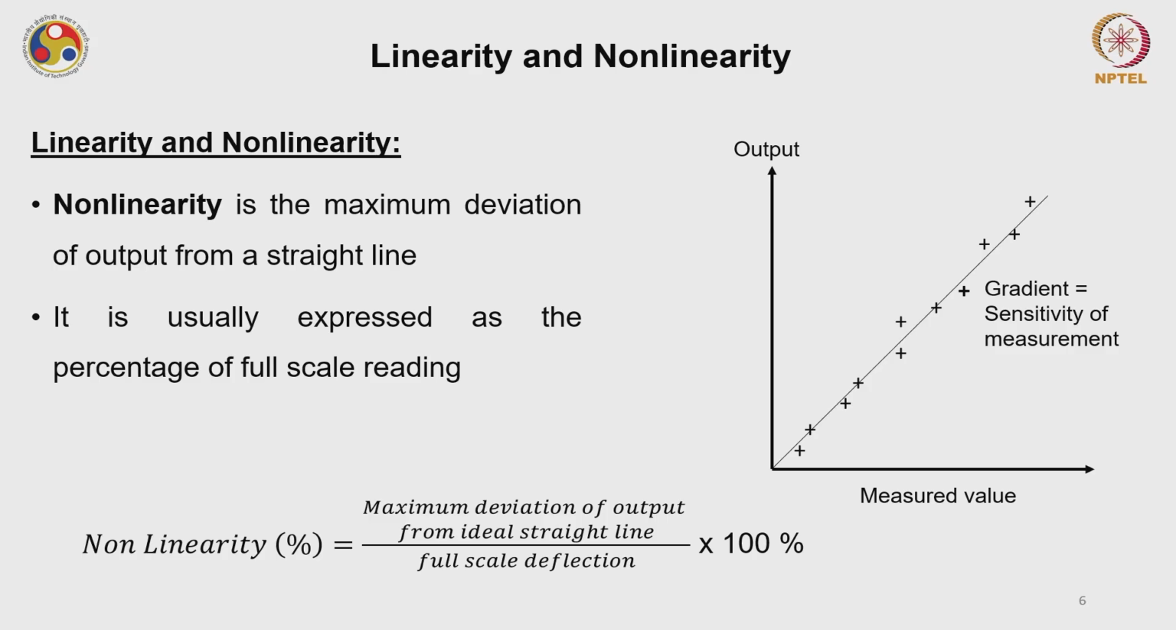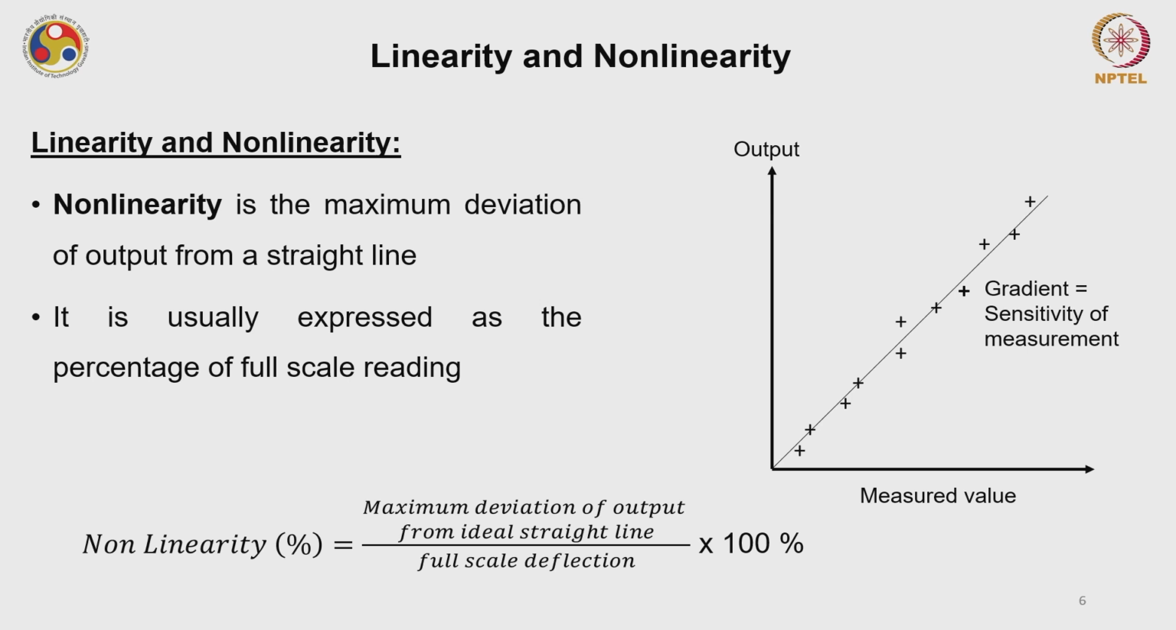Mostly this linearity is defined in terms of non-linearity only. Non-linearity of a sensor is the maximum deviation of output from a straight line. It is usually expressed as a percentage of full scale reading. So the maximum deviation of the output from the ideal straight line divided by full scale deflection, times 100, gives you the non-linearity in the sensor's response in percentage.